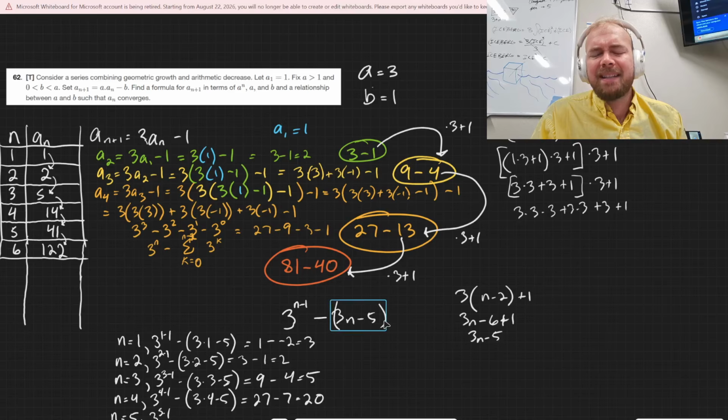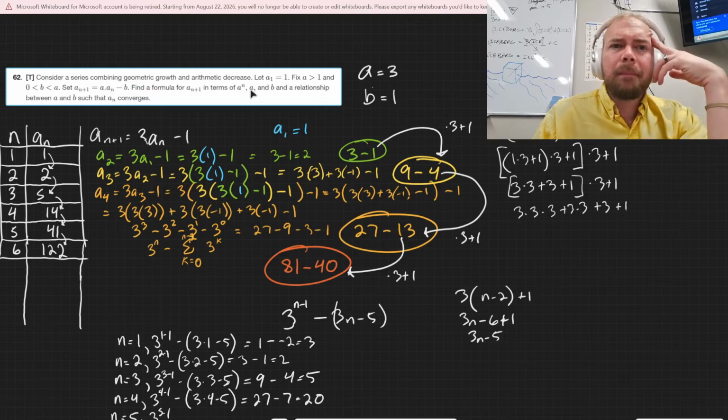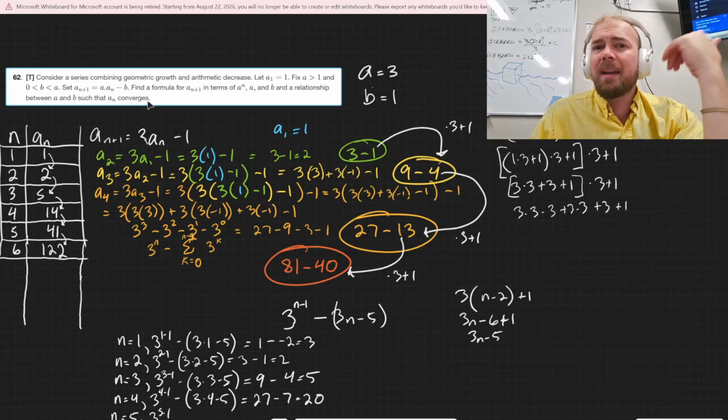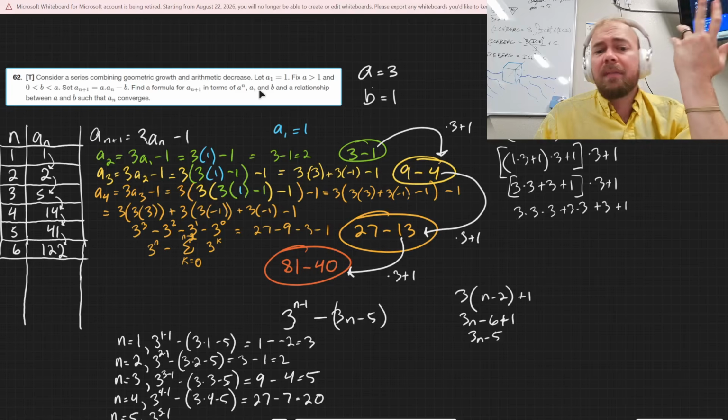So this was the last attempt I made before I was like, you know what, I'm just going to go with 3 to the n minus the sum of k equals 0 to n minus 2 of 3 to the k. So that's the formula for a sub n plus 1 in terms of a sub n. So that's the very first part, the part that I said was going to be the hardest, writing it in terms of a sub n. And then you have a and b in a relationship between a and b such that a sub n converges. That we already talked about at the very beginning. That would be if a is 2 and b is 1. Okay. So yeah, that covers everything.